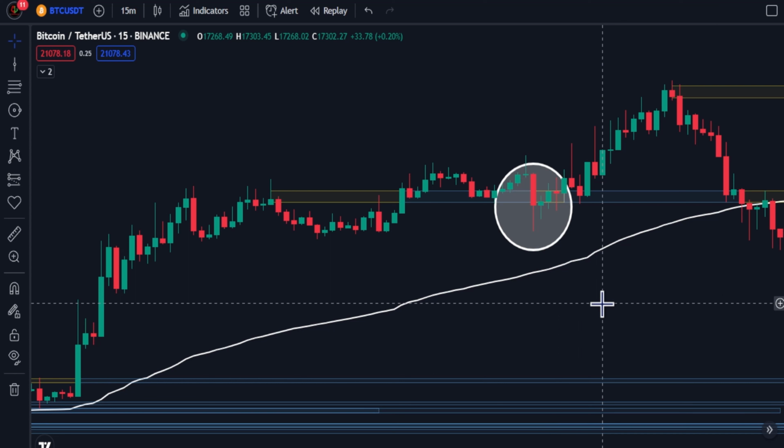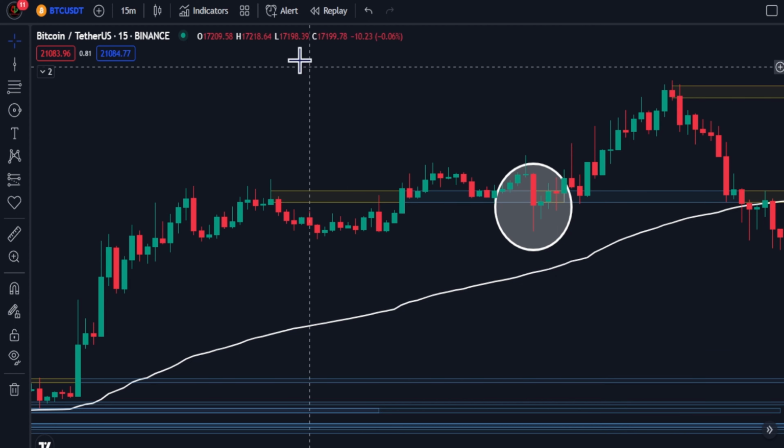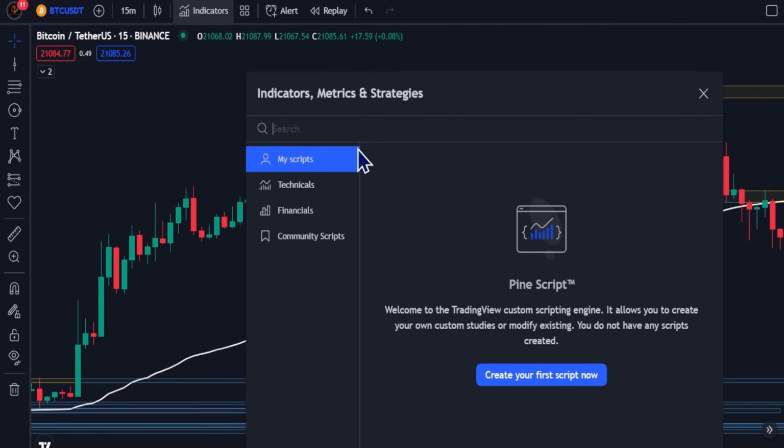However, to make the strategy as accurate as possible, we need one final confirmation indicator. So let's add this final indicator to the chart to complete the strategy. Go to the Indicator Search tab and search for the Super Trend Oscillator indicator.